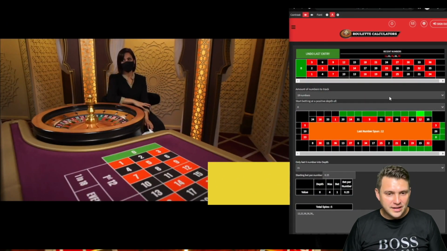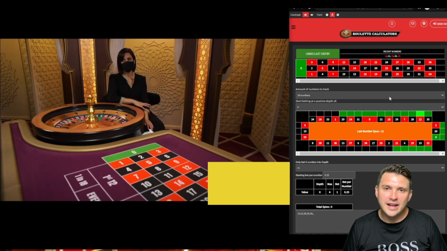Hi and welcome back. This is a great example of using the reverse area key and identifying it.